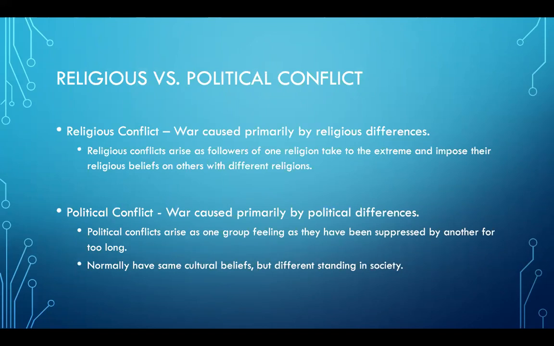So the first thing we're going to establish are the definitions of religious and political conflicts and understanding the differences between the two. So the basic definition is pretty much self-explanatory. For religious conflict, it's war caused primarily by religious differences, and for a political conflict, it's a war caused primarily by political differences. So that can be a number of things: oppression, political arguments, disagreements.